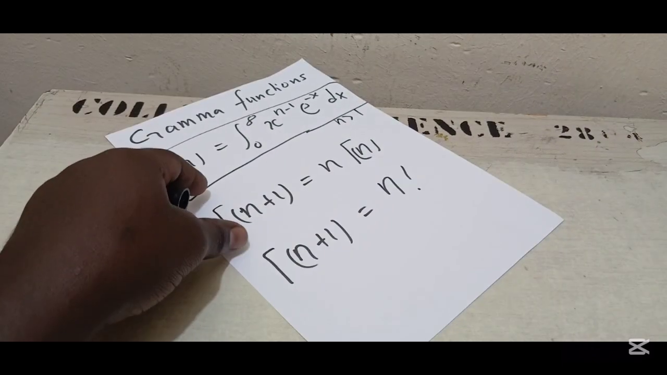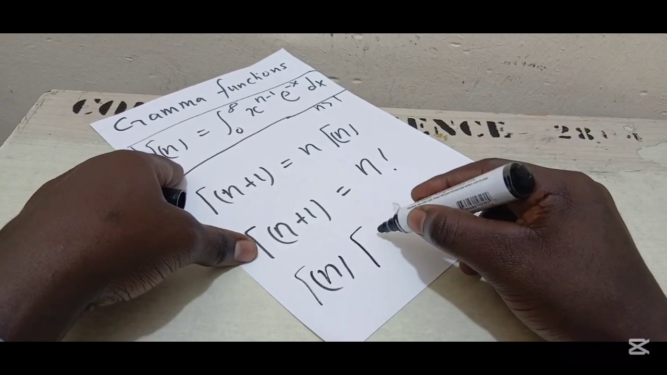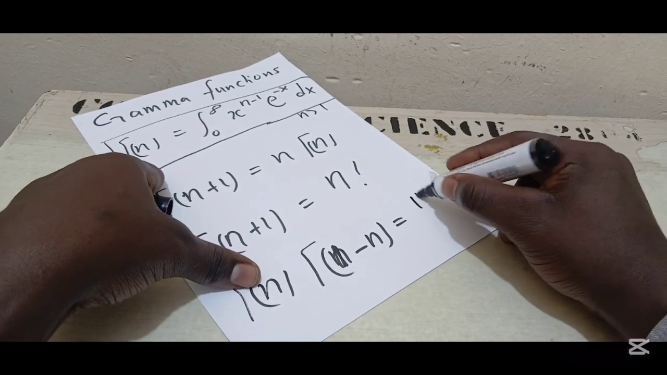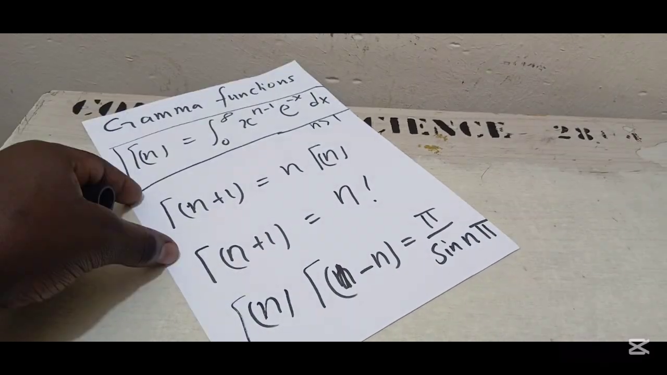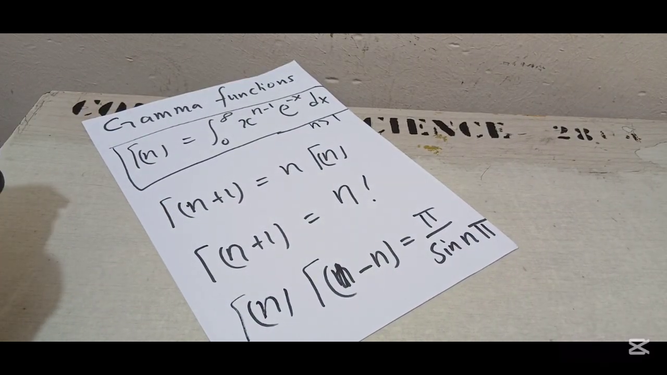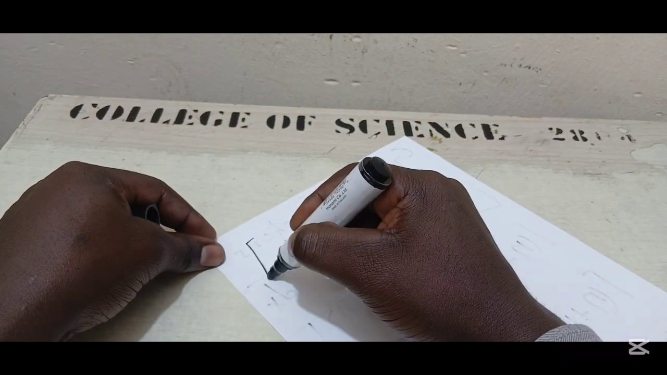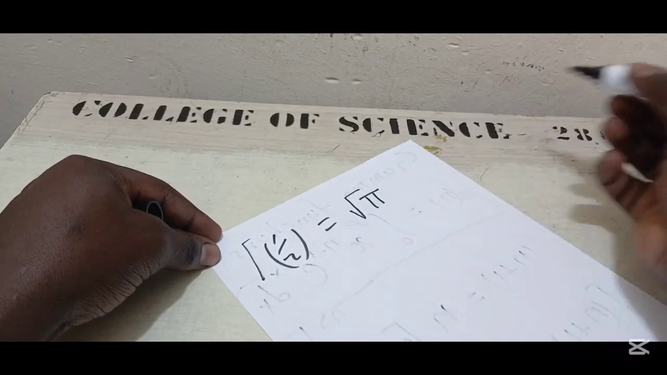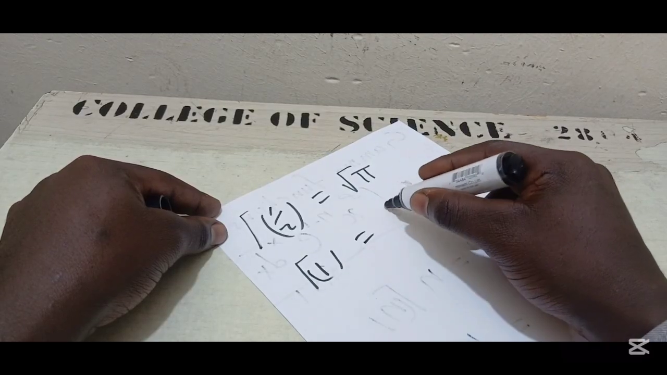Another formula you also need to know is Euler's formula. Gamma of n multiplying gamma of 1 minus n should give us pi over sine n pi. So those are a few formulas you must know as far as gamma functions are concerned to be able to solve such problems, including another two constants. Gamma of half is going to give us the square root of pi. This is a constant, and gamma of 1 is going to give us 1.